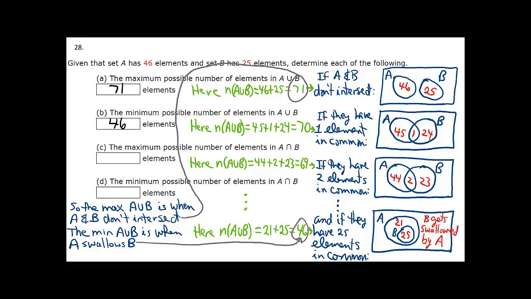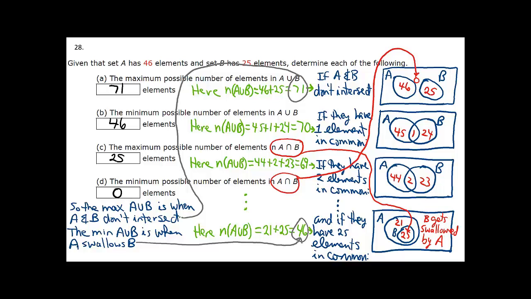What about intersection? Intersection is overlap. You can see the biggest overlap is at the bottom, and that's when all the elements of B go inside of A, and the answer would be 25. And the minimum number of elements in the intersection is up top. There's no overlap, and it would be 0.